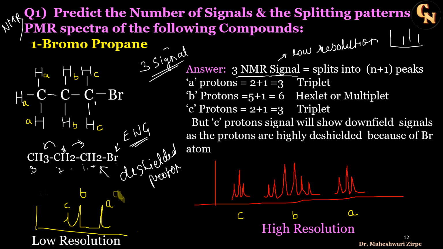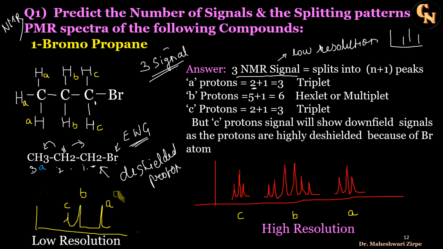Now in this graph, your A, that is this one, these A protons, how many neighboring protons are there? 2 protons are there. 2 plus 1 is 3. So A protons, that is CH3, the third carbon protons, will split up into a triplet.